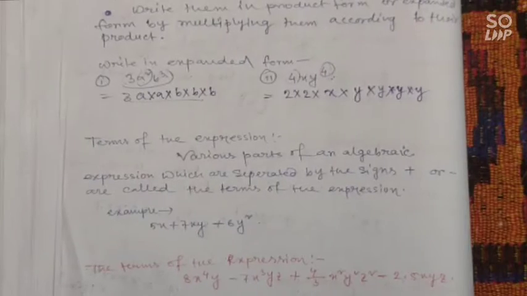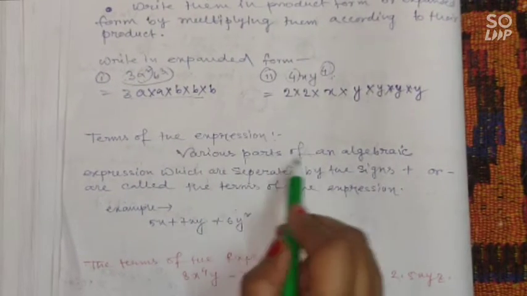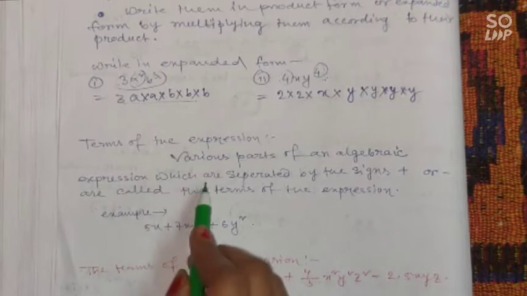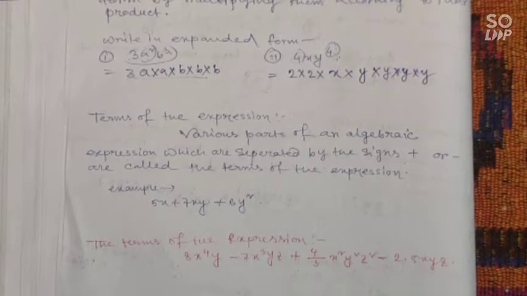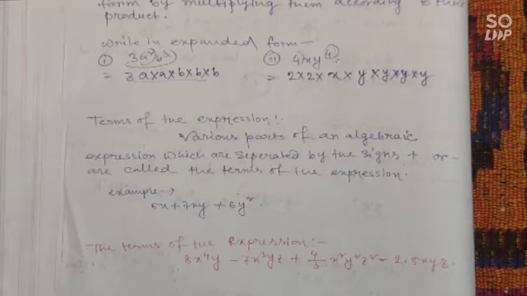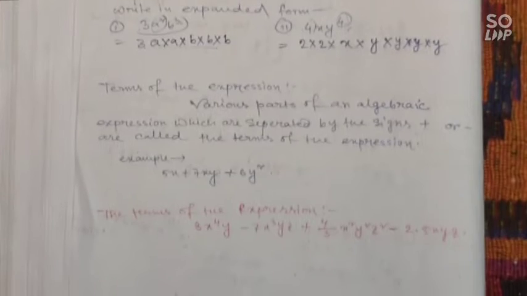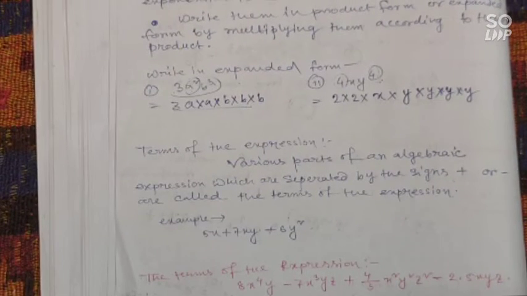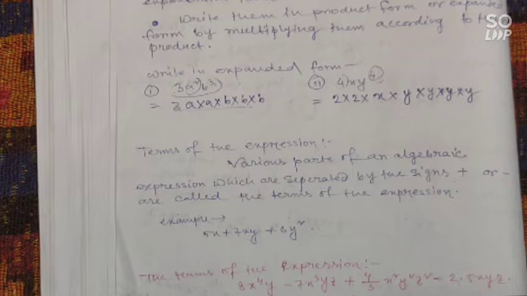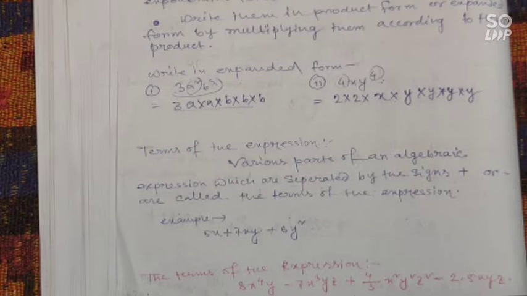Now we will learn about the terms of the expression. What are the terms of the expression? Various parts of an algebraic expression which are separated by the signs plus or minus. So which parts of an algebraic expression are separated by the signs plus or minus, those we call terms.